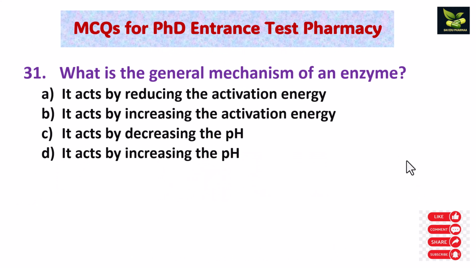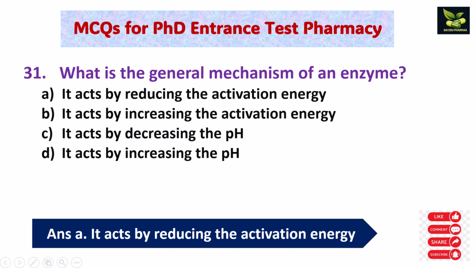It acts by reducing the activation energy, it acts by increasing the activation energy, it acts by decreasing the pH, or it acts by increasing the pH. Here the answer is it acts by reducing the activation energy. Activation energy is what? It is energy which is required for the molecules to start their action in the chemical reaction so that the product could be formed. And here enzymes, they reduce the activation energy.